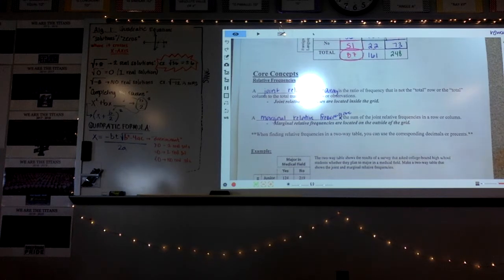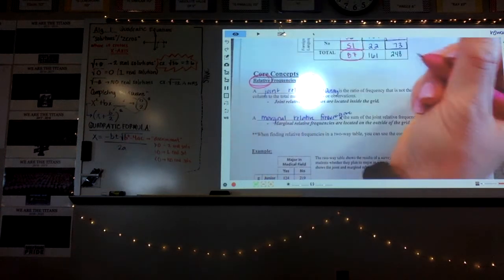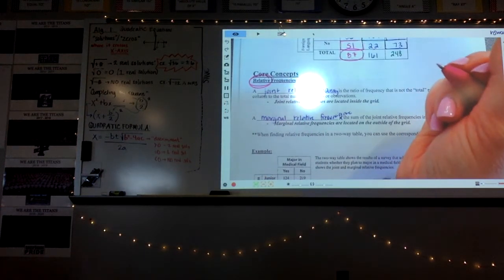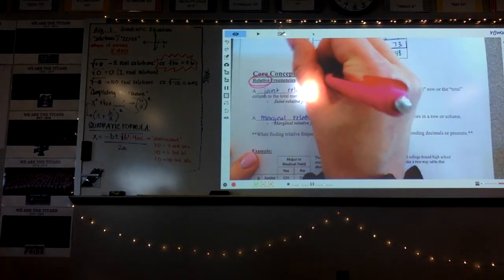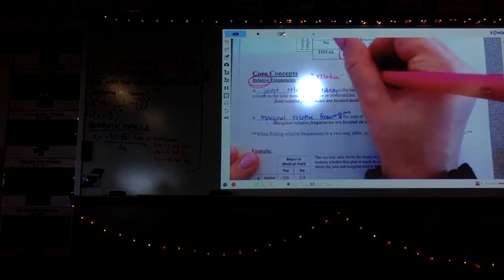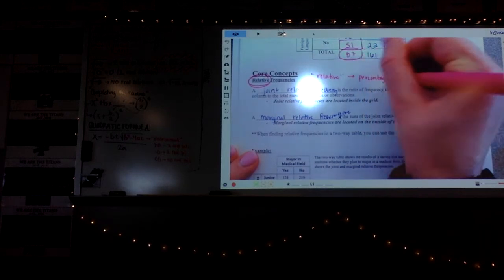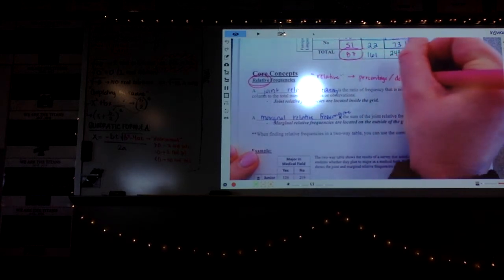So again, the only difference here is when you see that word relative, I kind of say to people it sounds like the word relate, like how does that relate to the total number of people? So if you see the word relative today, and I think there's one homework problem like that, that means you're going to be looking for a percentage or a decimal, some kind of ratio.